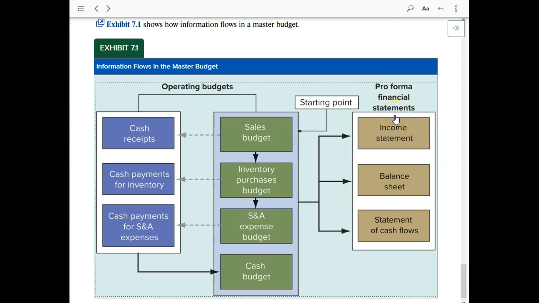Those are just prediction-based financial statements. In the previous course, your Accounting 200 course, you prepared financial statements based on historical data. The year just ended. Let's prepare the 4 financial statements. Here in budgeting, we're going to prepare forward-looking financial statements. Like a year from now, what will the income statement look like? What will the balance sheet look like and the cash flows? So pro forma financial statements is just a fancy way of saying budgeted financial statements.